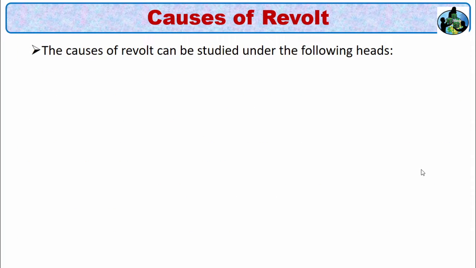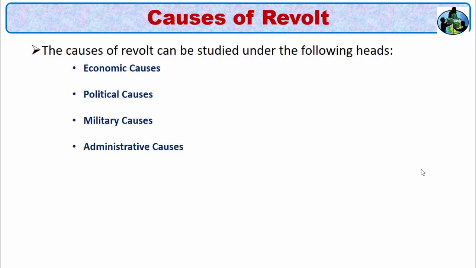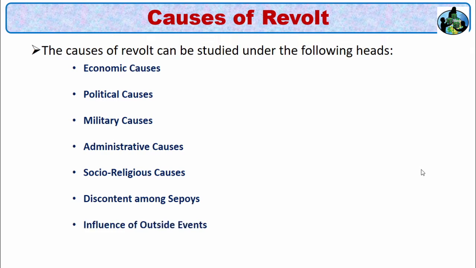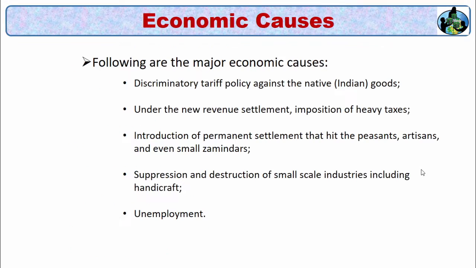Now, let us start with the causes of revolt. There were many causes of this revolt. Significant among them were economic causes, political causes, military causes, administrative causes, socio-religious causes, discontent among Sepoys, influence of outside events, and immediate causes. Let us discuss each cause one by one.